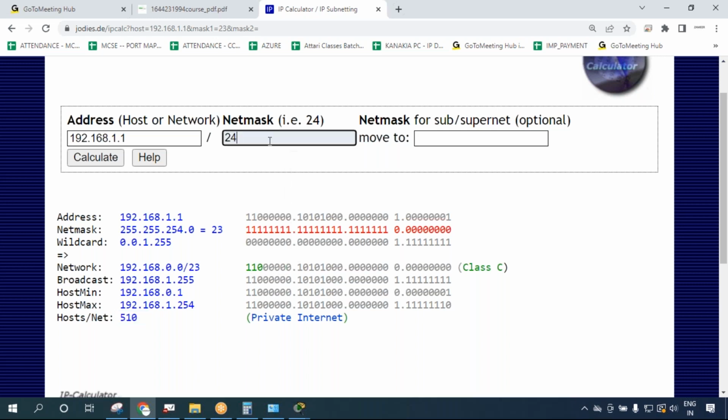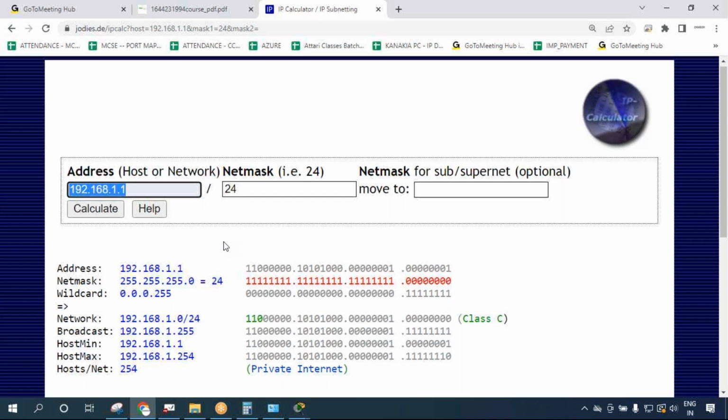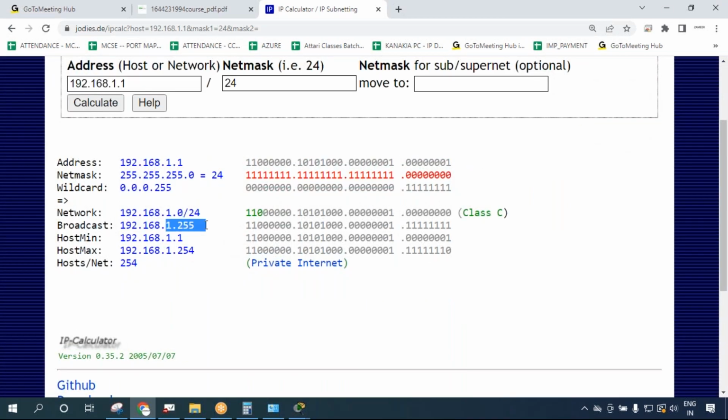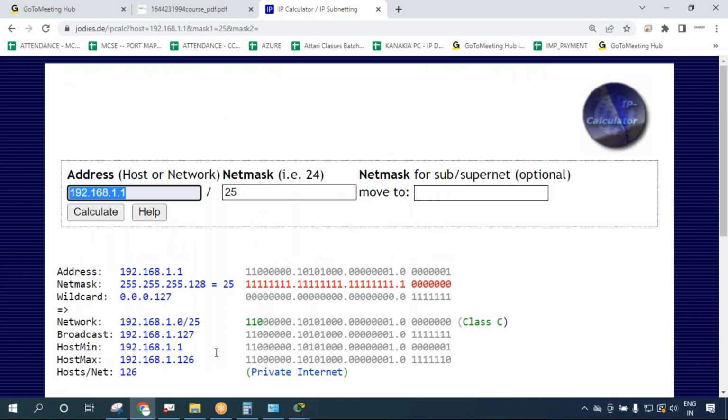If you put /24 here and say calculate, the entire subnetting will change. 1.0 is the network IP, 1.255 is the broadcast IP, the way we have learned: /24 is 0 to 255, /25 is 0 to 127. Okay, so you just change it here to /22, and it goes 0.0 to 3.255. I will show you /22 and then explain /16, and then we will come to the next part.